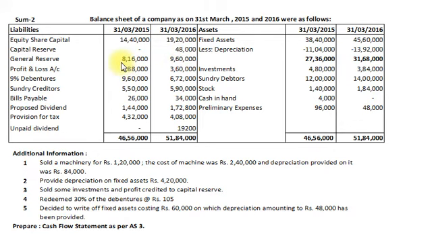General reserve increased from 8,16,000 to 9,60,000. It means profit transferred to general reserve during the year is rupees 1,44,000. Then profit and loss account will be considered in operating activity.